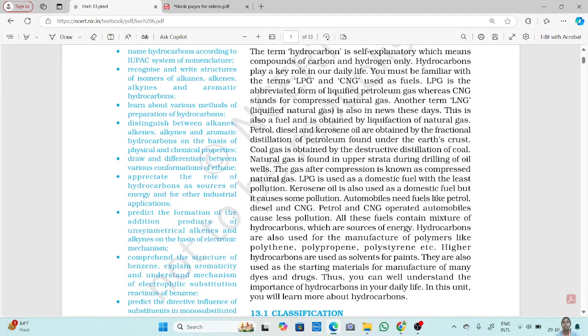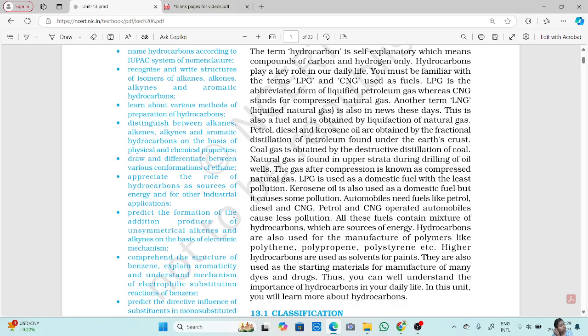Now you must be familiar with the terms LPG and CNG used as fuel. LPG is liquefied petroleum gas, whereas CNG stands for compressed natural gas. Another term, LNG, that is liquefied natural gas, is also in the news these days. Every house has LPG cylinders; for cooking we use LPG. Then in vehicles nowadays we have started using CNG, compressed natural gas.